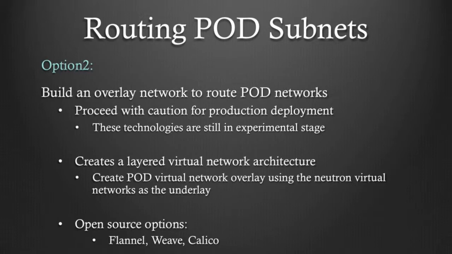Option 2 is to build an overlay network to route pods. This is still in an experimental stage. What it does is create another layered virtual network architecture to connect the pod networks together. You have open source options like Flannel, Weave, and Calico.